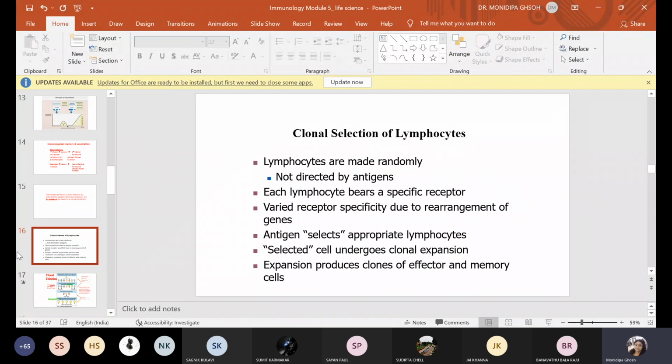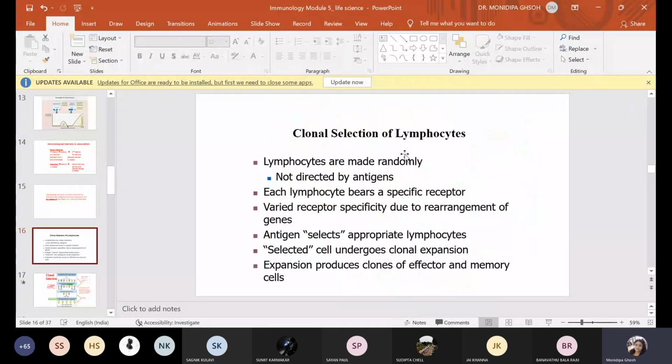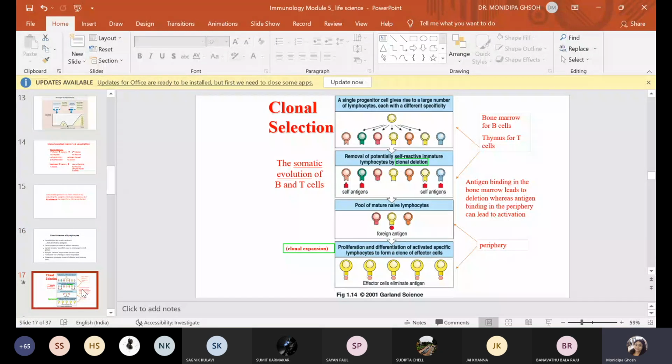So next day I will be continuing. Today I have to sum up. Next day I will continue with how the lymphocytes take part step by step to give the protective behavior to deal with the antigenic interaction. Okay.